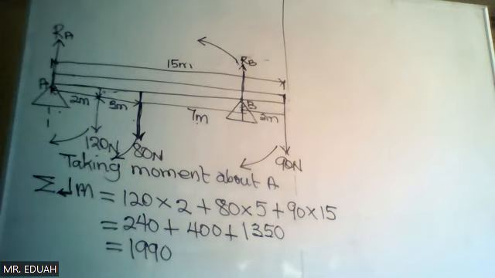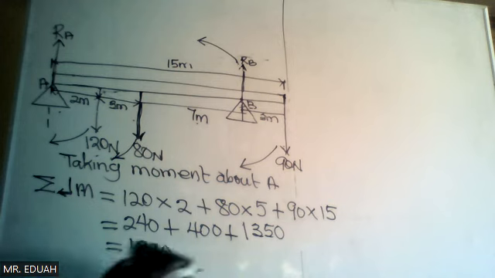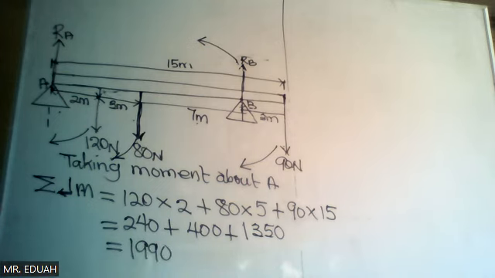So sum everything up for me. It's all 1,990. It's the same thing, 1,990. Then the anti-clockwise movement will be equal to RB times the perpendicular distance. And what is the perpendicular distance here?